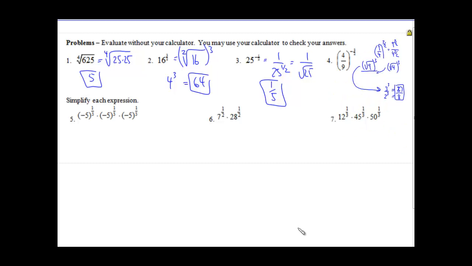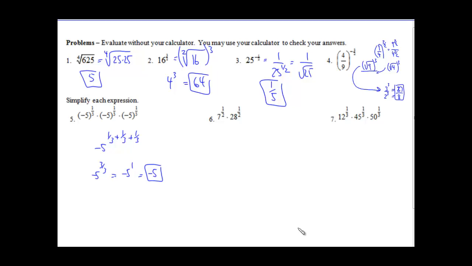Alright, so we need to simplify the expression using all the properties that we know. So for number 5, remember we have negative 5 to the 1/3 times negative 5 to the 1/3 times negative 5 to the 1/3. Remember we have the same bases. So if we have the same base, which is negative 5, what are we going to do with the exponents? We're going to add. So we're going to add 1/3 plus 1/3 plus 1/3, which is negative 5 to the 3/3, which is just negative 5 to the 1st, or negative 5.